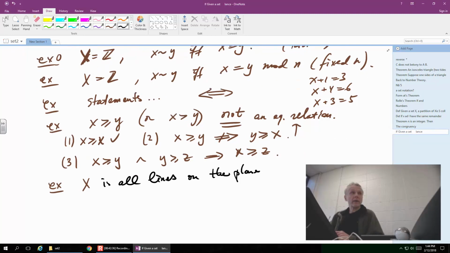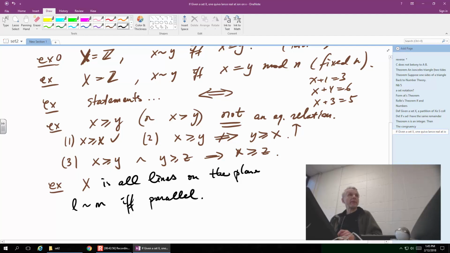Can you think of an equivalence relation on this? L equivalent to M, two lines, if what? I was going to say parallel, but it's pretty much the same. Two lines are equivalent if they're parallel. So as you can see, it's a non-trivial relation because there could be different lines. And it's up to you.